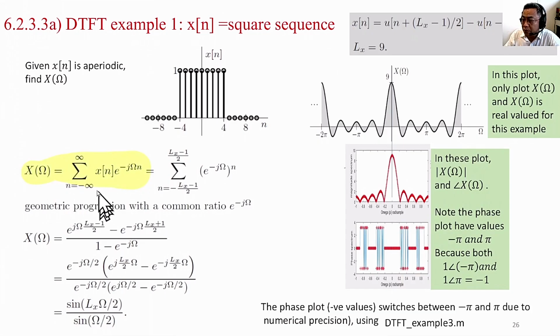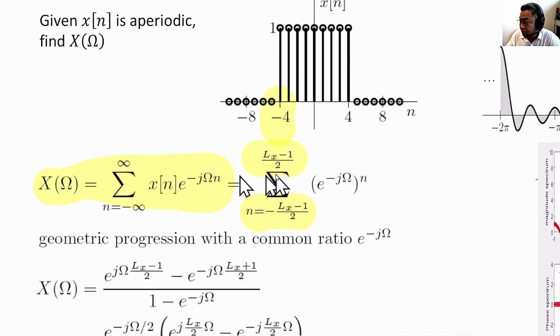We can use this equation directly by setting n from this position, -4, and the top one is +4, and we apply x[n], which is all values of 1, so we are basically summing e^(-jωn). So this is a finite sum of an exponential sequence.